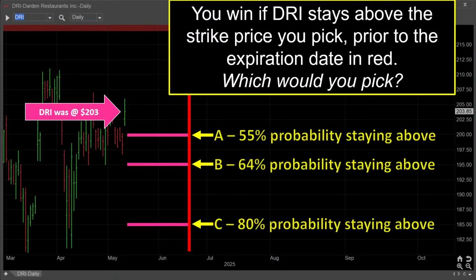I can go down to B, which is a 195 option. Okay? That is going to give me a 64% probability of staying above that. Or I can go all the way down to C at 185, which gives me an 80% probability of staying above. Now let me ask you a question. Of those 3 choices, which one do you think looks best? Answer that in the chat window. Which one of those do you think looks best?